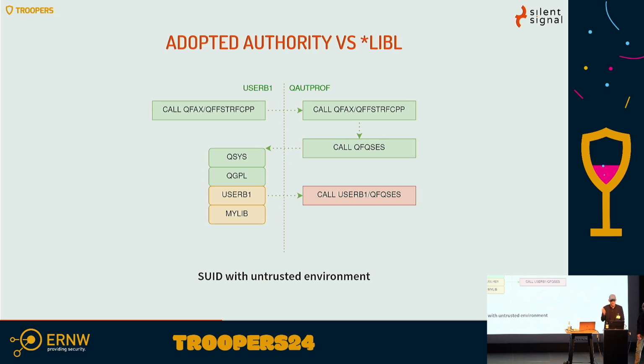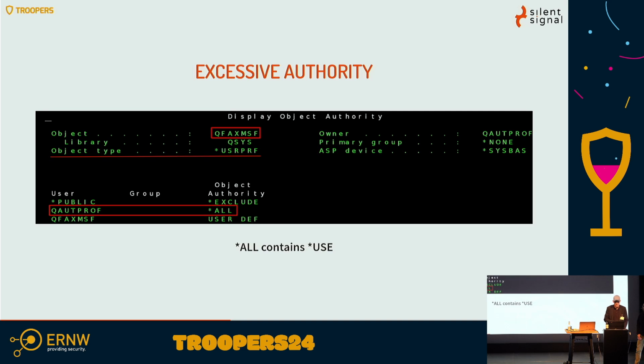Let's assume at this point, the red one, we have QOUTPROF authority, but this user does not have any special authority. Or does it? The QOUTPROF user has use authority on the QFAX MSF profile, and the QFAX MSF profile has all special authorities, such as all object, IDDQD, if you know what I mean, and second meme. So, what can we do?